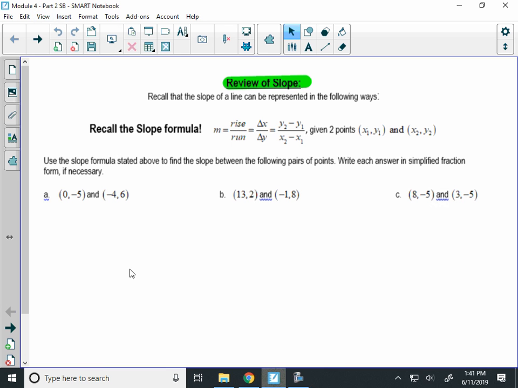Part 2 of Module 4. We're going to review slope and then talk about the point slope formula of a line. So at the top, it has the slope formula, and there's a bunch of different ways to find slope. You can use the words rise over run, which is what we did in part 1.